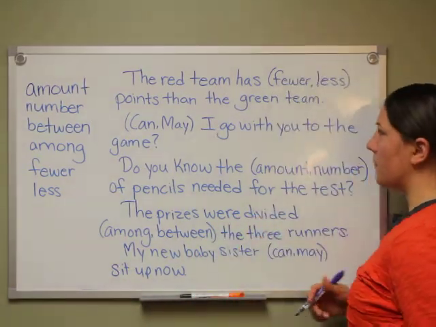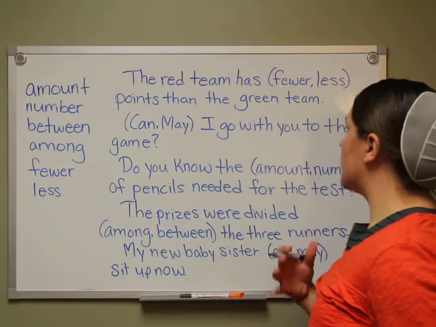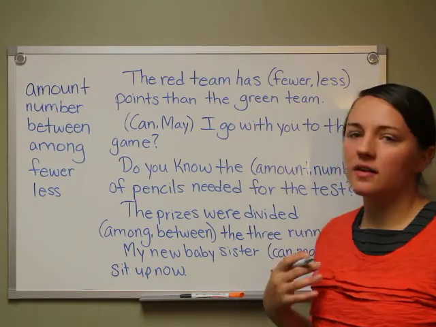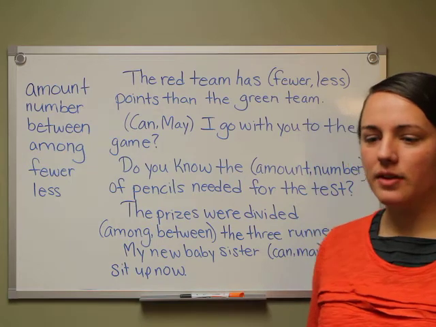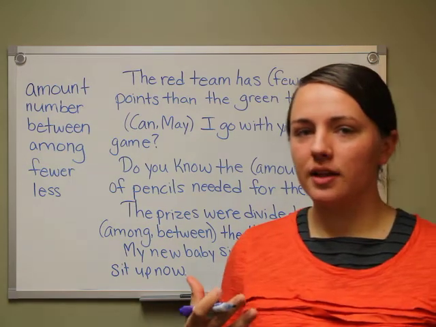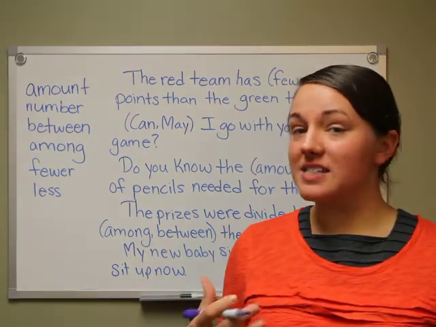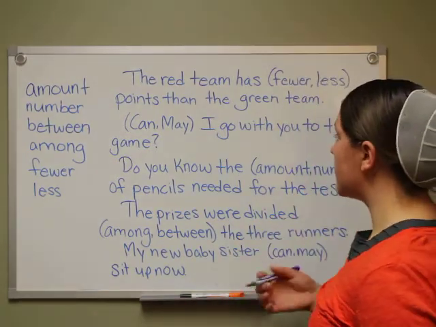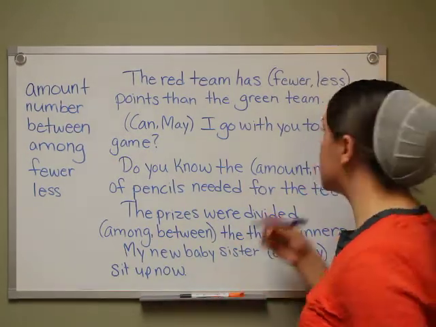Let's get started. The red team has fewer or less points than the green team. Now remember, fewer is for when you can count them, and less is when you cannot count them. So in this case we could count the points, so we should choose fewer.